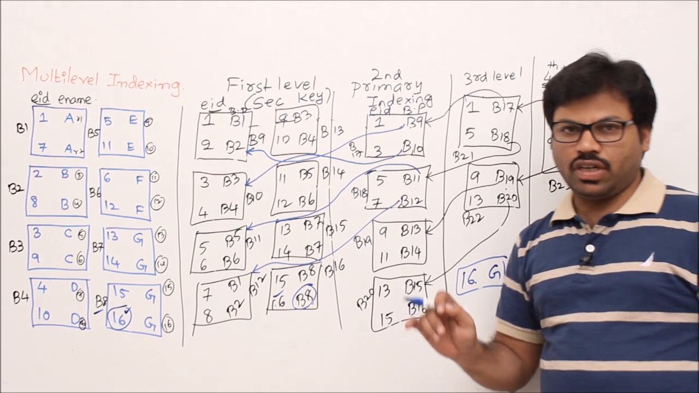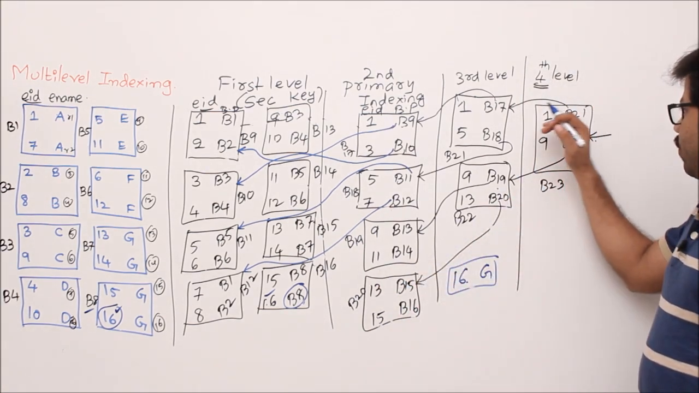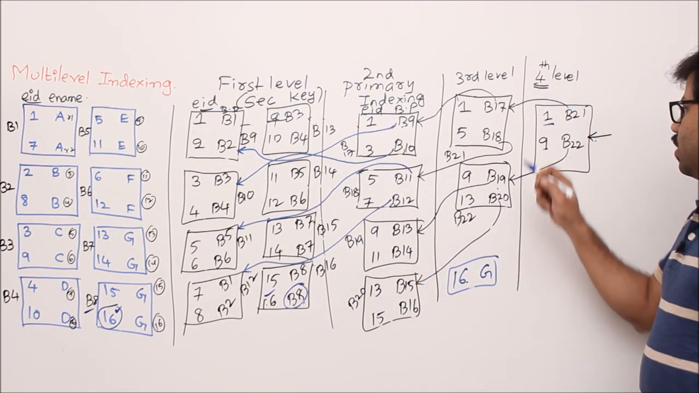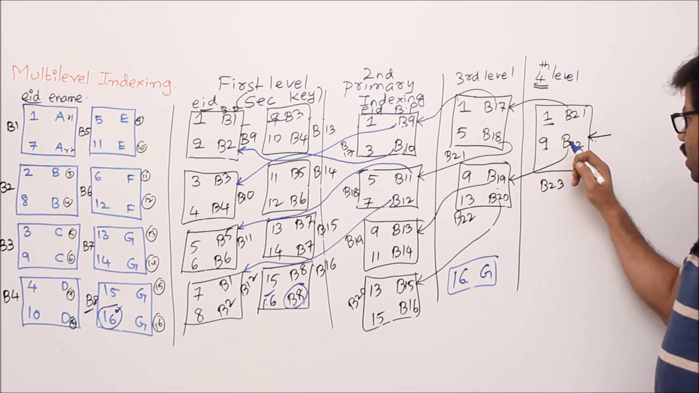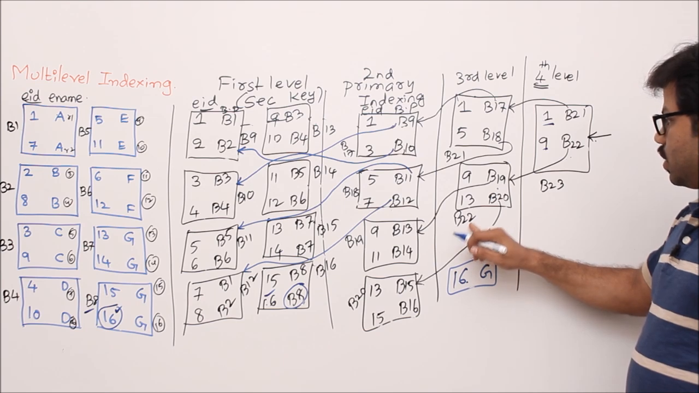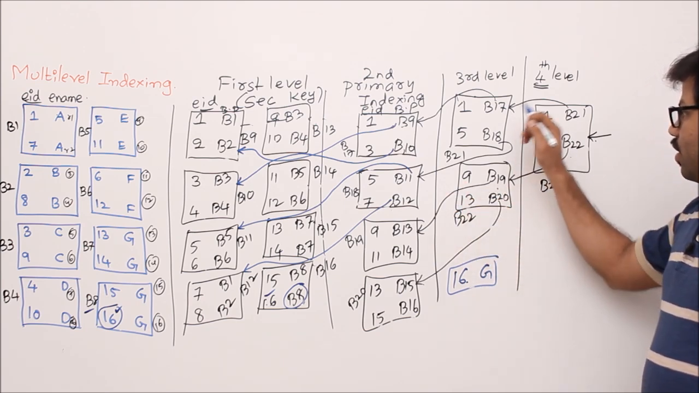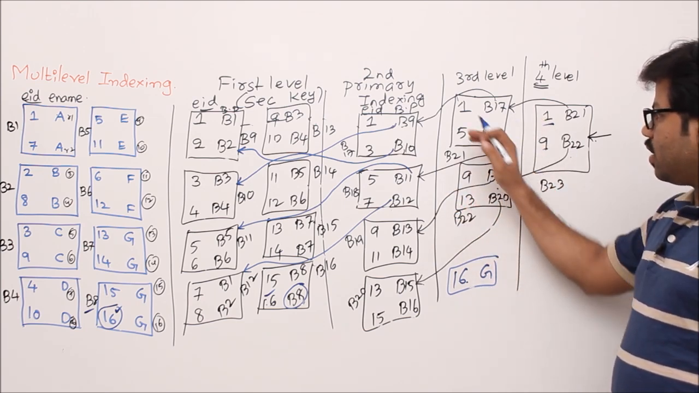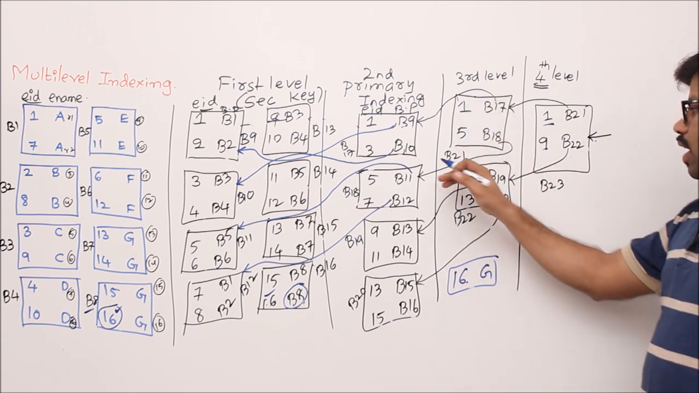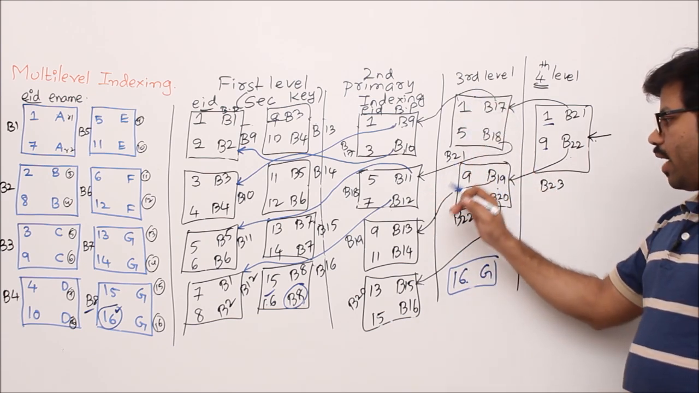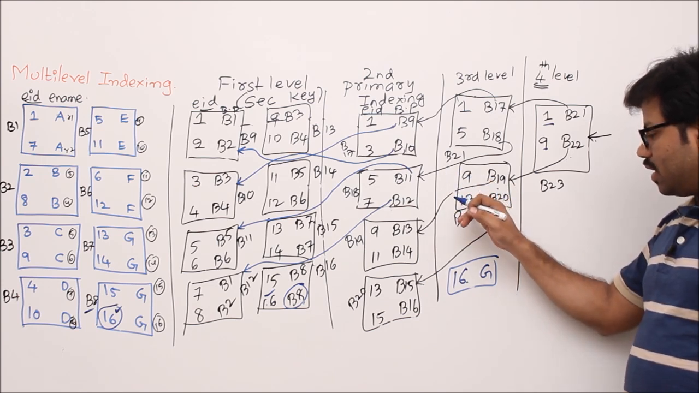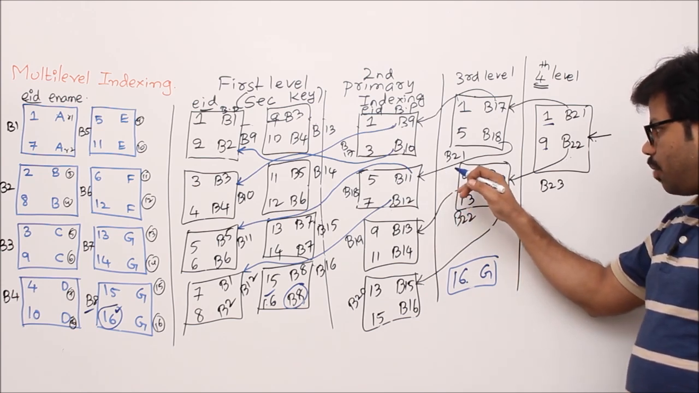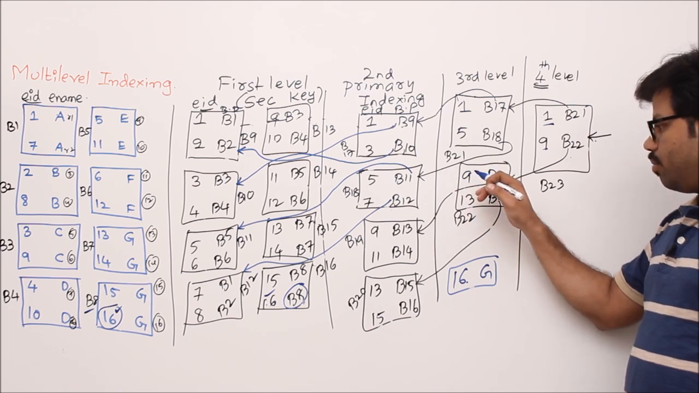So let's search for 12. When you search for 12, again we have to start here, 1 and 9. Since 12 is greater than 9, take this B22, come here, search for 12, 9 and 13. See, one important property here is that all this index is an ordered index. That means you can apply binary search here. So using binary search, I realized that 12 is in between 9 and 13. So I use 9's pointer. So after 9, this one, B19.